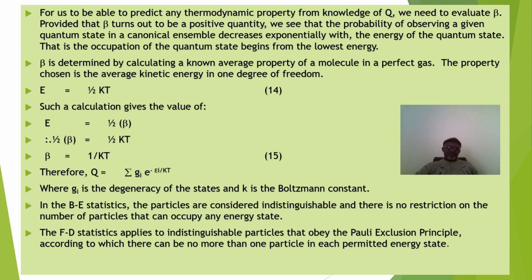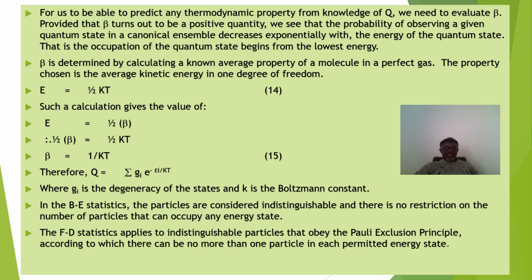Now in the Bose-Einstein statistics, there are other types of statistics which we are not going to look at here. In the Bose-Einstein statistics, the particles are considered indistinguishable, and there is no restriction on the number of particles that occupy any energy state. Remember, we had a restriction of constant N and constant energy.